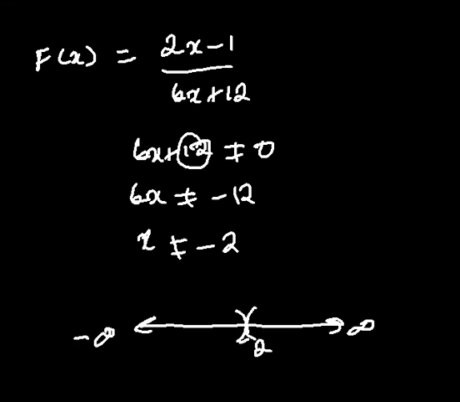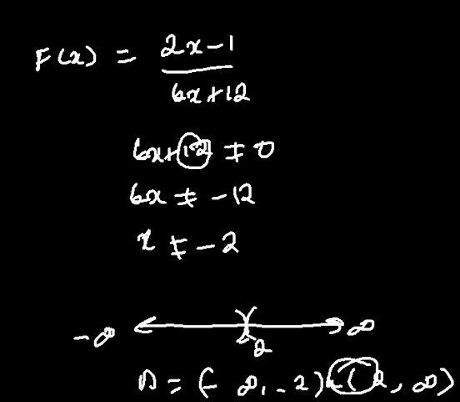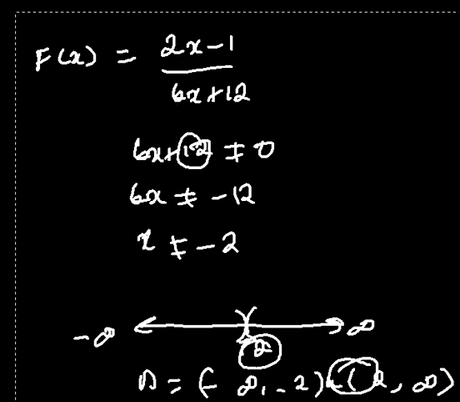So for this case, the domain has to be negative infinity to negative 2, union negative 2 to positive infinity. So this is the set of the domain of the function. What it tells is that the domain can be any value, positive or negative, apart from negative 2, because the function will be undefined when x is negative 2.